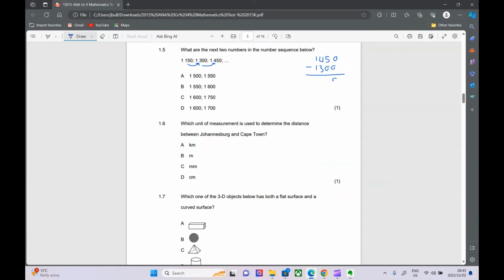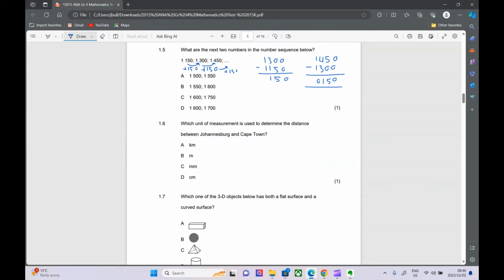So 0 take away 0 is 0, 5 take away 0 is 5, 4 take away 3 is 1, and 1 take away 1 is 0. So we can see the difference is 150. What that means is every single time we are going to be adding on 150. You can check it for this one as well, and it will also work. So 1,300 take away 1,150, and you're also going to get 150 as your answer. So every single time in this pattern, when we move on, we add 150. So to find the next 2 numbers, you just have to add 150.